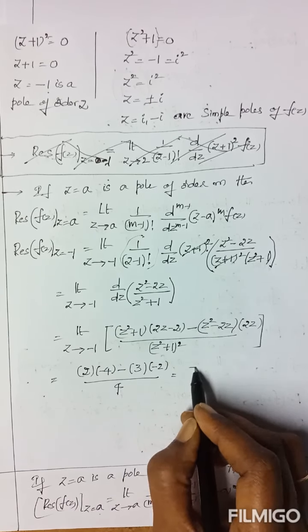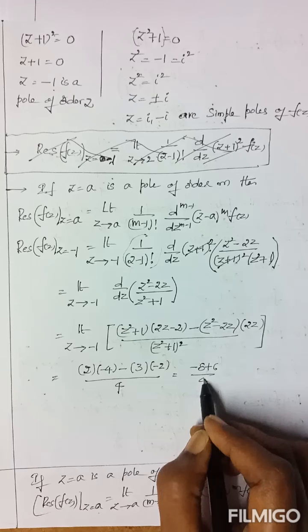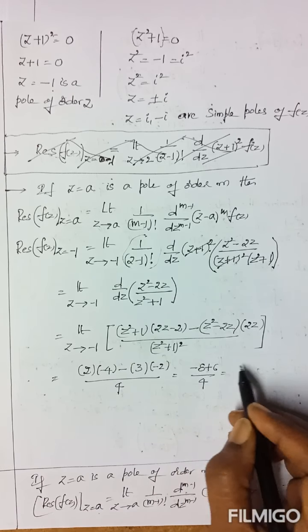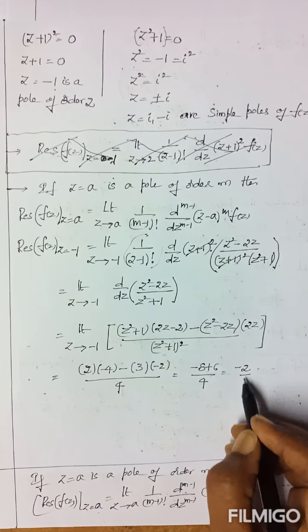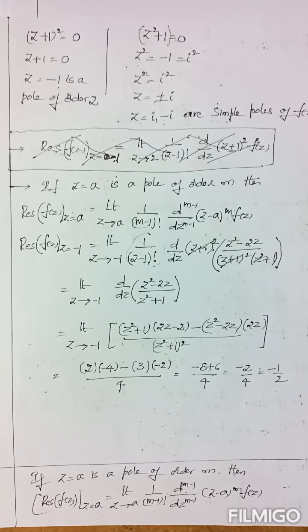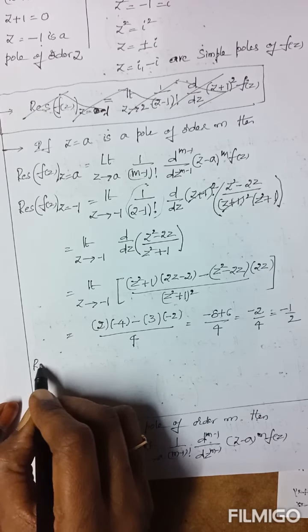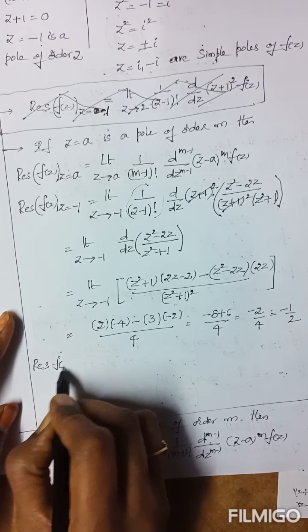Here the total answer is minus 8 plus 6 by 4, equals minus 2 by 4, which is nothing but minus 1 by 2. That is the residue of the given function. Next, residue of f.